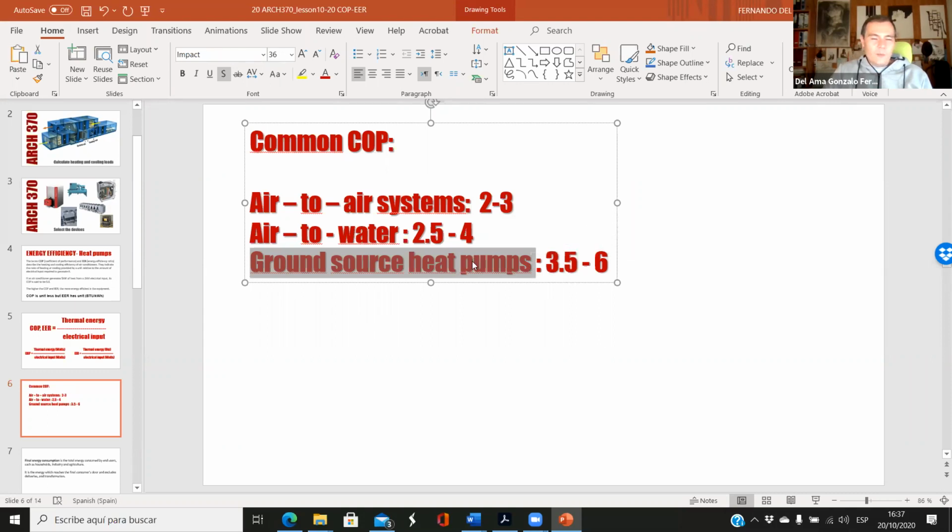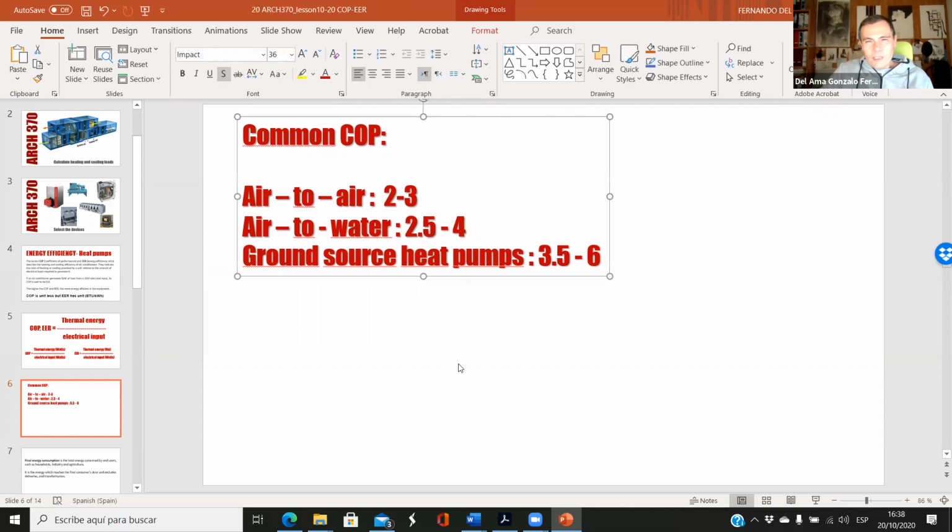What is the problem? The problem is the boreholes, or the holes that we have to drill. That makes the system very expensive because we have to drill holes, and this is expensive. I don't know why, but it's quite expensive. With air-to-air or air-to-water systems, we don't have anything like that, so it's much cheaper because we don't need to dig those holes. So that's it. So these are the common COP values.